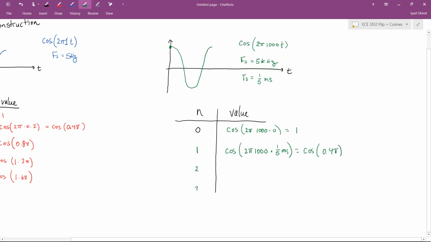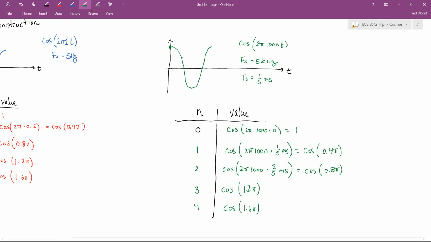Let's continue. Let's do a couple more samples. 2, 3, and 4. This will be cosine of 2 pi 1000 times 2 periods, so 2/5 of a millisecond. So once again, the millisecond will cancel out the 1000, and I'm left with 2 pi times 0.4, or in other words, cosine of 0.8 pi. And I can continue this exercise to find that we're going to get cosine of 1.2 pi and cosine of 1.6 pi. Oh boy, we have an interesting problem on our hands.